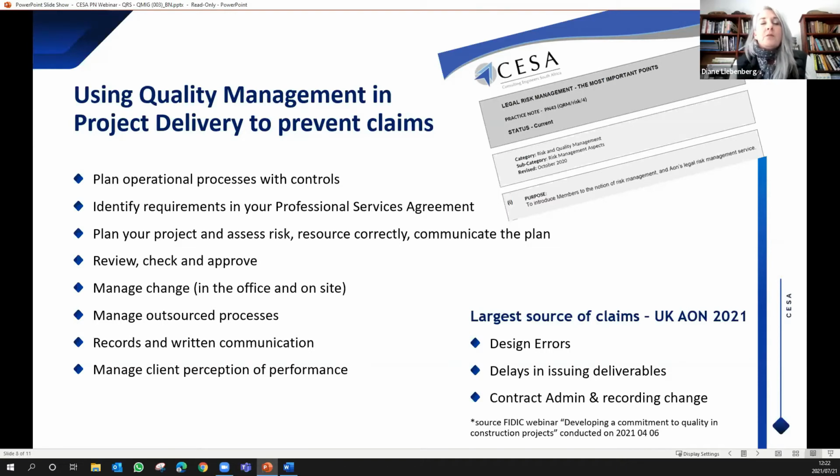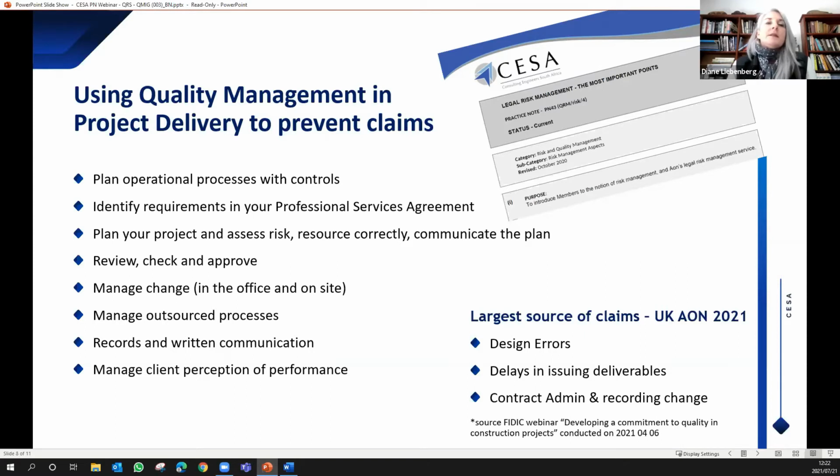And the last one, and I think possibly one of the most important ones, is manage client perception of performance. Engage with your client and request feedback. And don't only request feedback at the end of the project. I generally request feedback during the concept stage to see how we are communicating and how we are identifying project requirements. I then like to do it again at design development stage, just to assess to see what is the quality of our documentation.